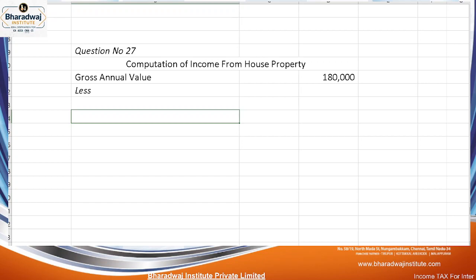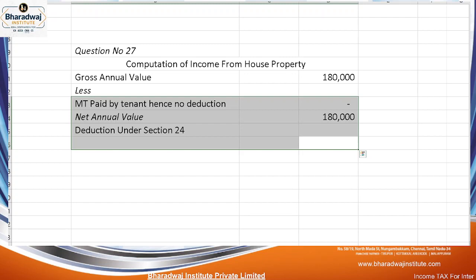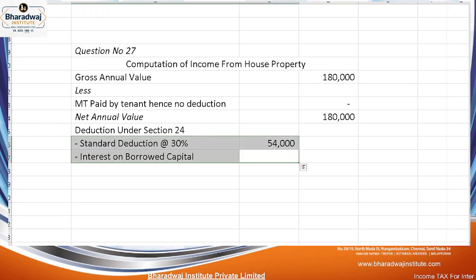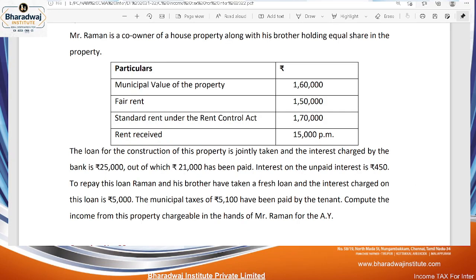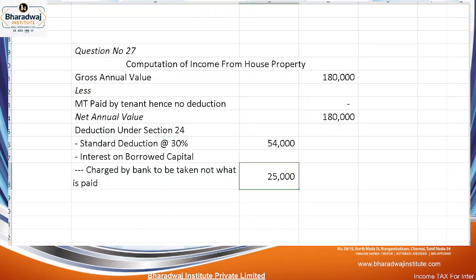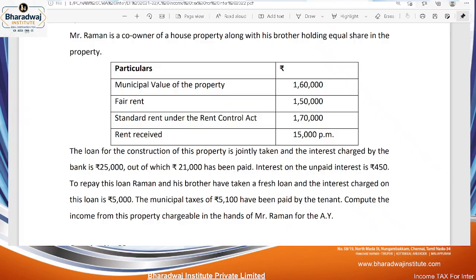Less municipal tax paid by the tenant. So can you claim deduction? We cannot claim deduction. So deduction under section 24: standard deduction is 30%. Interest on borrowed capital can be claimed as a deduction, 25,000. Please remember, I've informed you already, this can be claimed on accrual basis. Only municipal tax paid can be deducted, but interest on loan you can deduct on accrual basis.